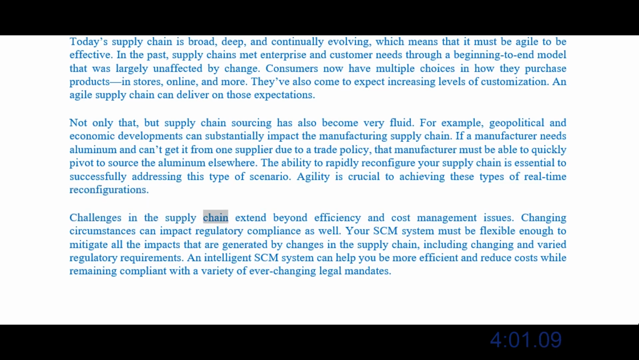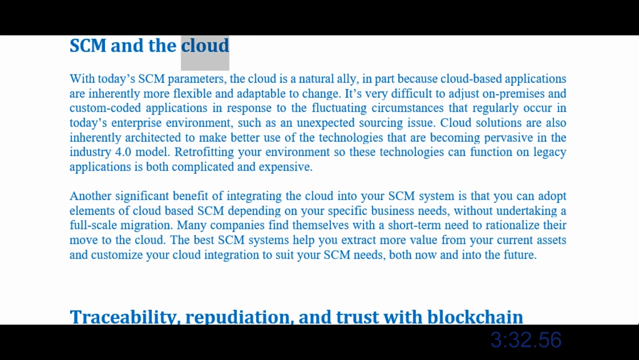Challenges in the supply chain extend beyond efficiency and cost management issues. Changing circumstances can impact regulatory compliance as well. Your SCM system must be flexible enough to mitigate all the impacts that are generated by changes in the supply chain, including changing and varied regulatory requirements. An intelligent SCM system can help you be more efficient and reduce costs while remaining compliant with a variety of ever-changing legal mandates.